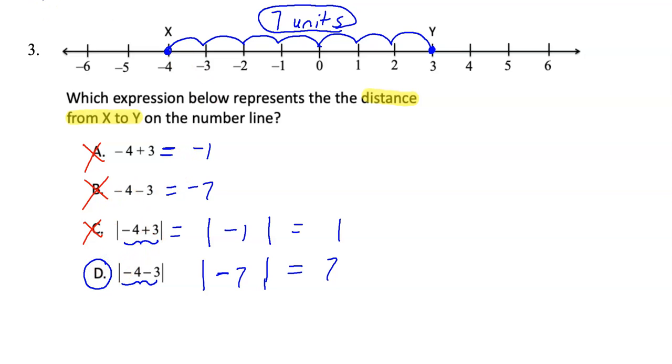Now a quick note before I go to the next problem with absolute values. Again, if you had the absolute value of -7, as I said, it's 7. But let's say you were asked to find the absolute value of 7. It would still stay 7. The output will always be positive.